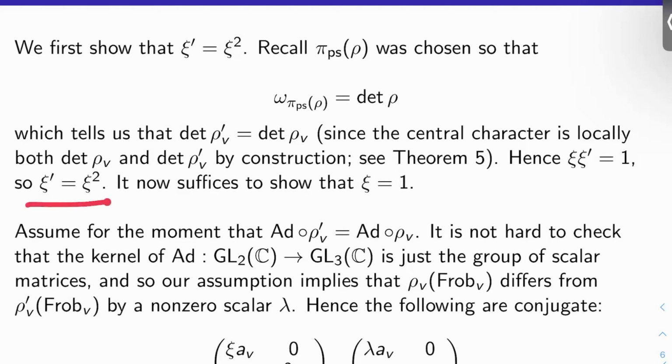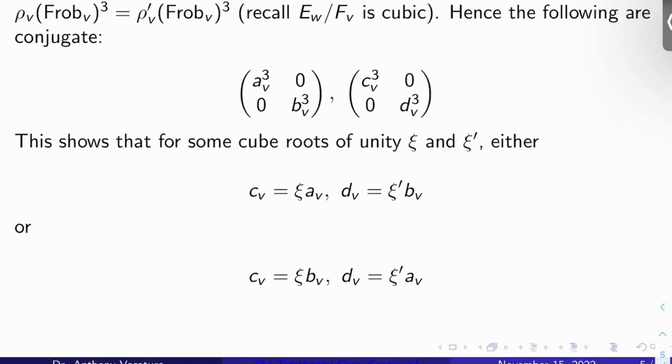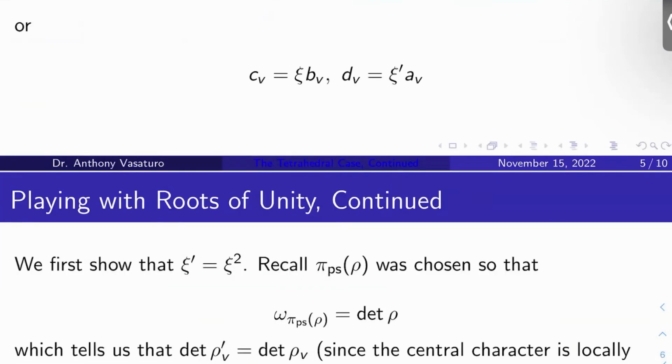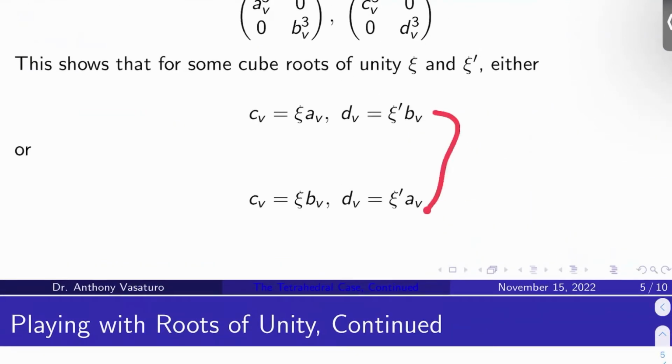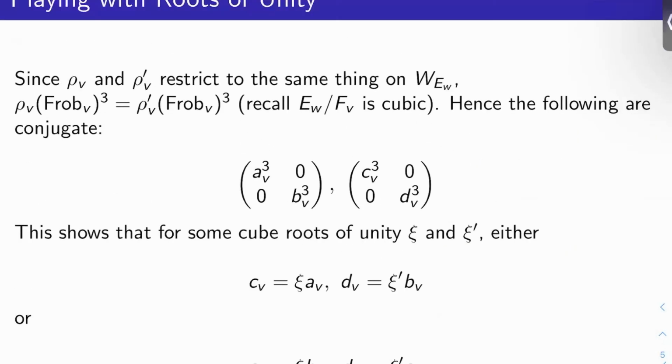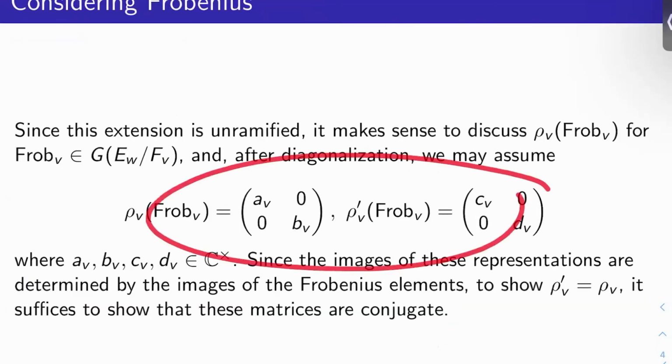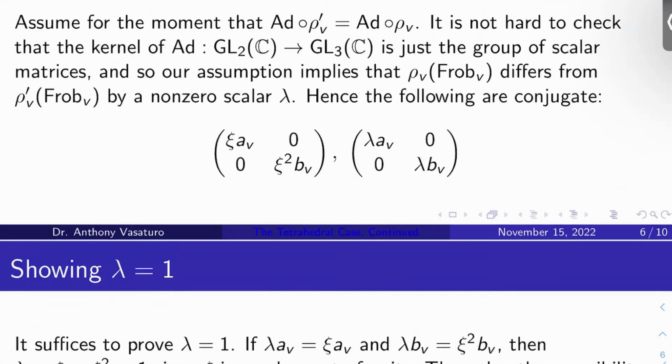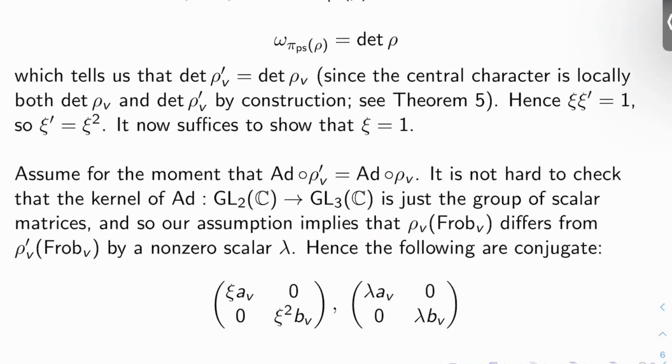Now that I know this, it suffices to show that c is 1, right? I'll let you check the details, but if c prime is c squared and c is 1, then these matrices are conjugate for sure. Okay, got it. So how do I do that? How do I show c is 1?